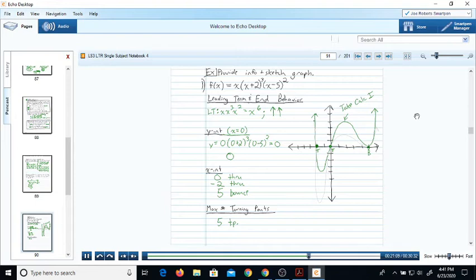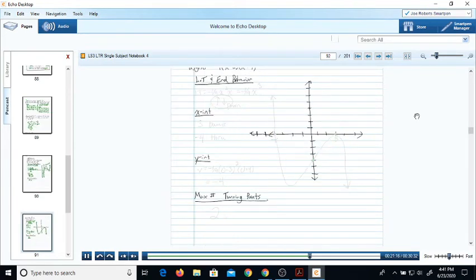So if another person's graph looks like this, where they went way down here and maybe didn't go as high, then bounced, that's perfectly fine.